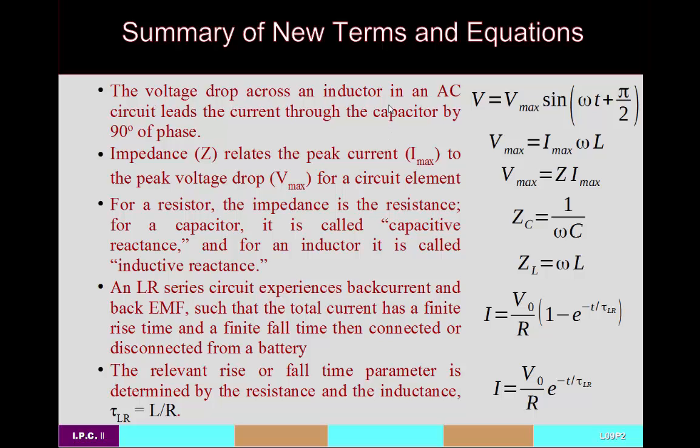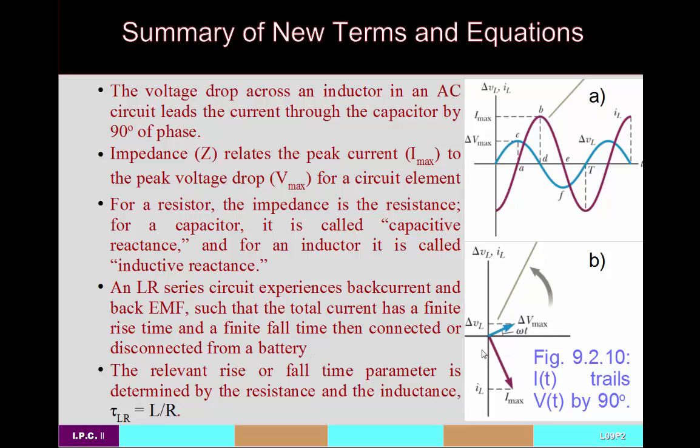So again, it's a quarter of a cycle out of phase. And again, if you look at the phasor, you can see that the current is trailing the voltage for our inductor, again by 90 degrees or 1/4 cycle, because once again, we go in the counterclockwise direction.